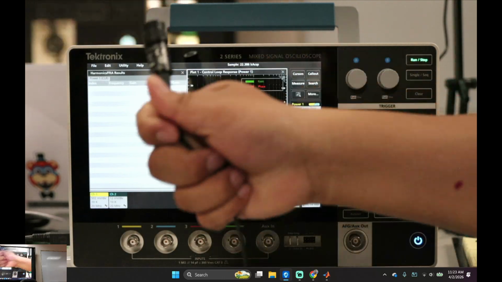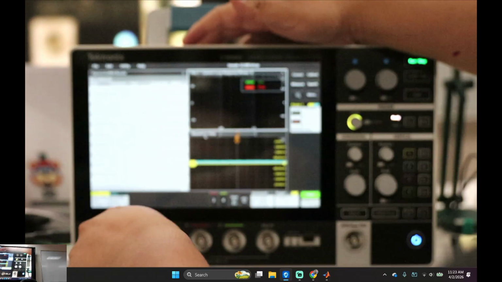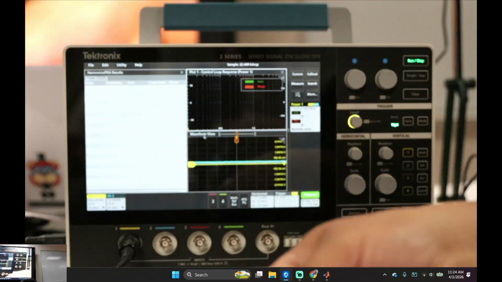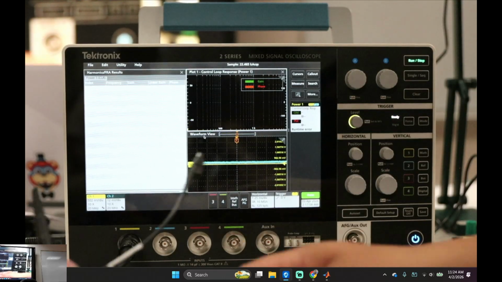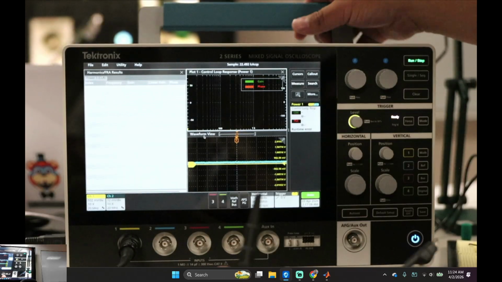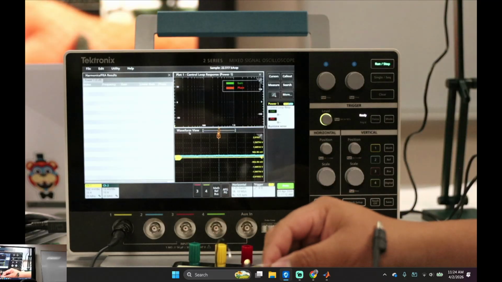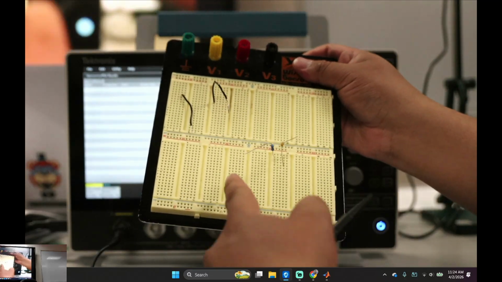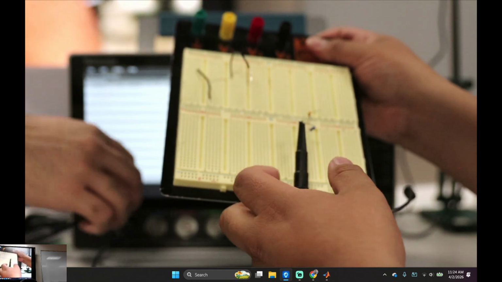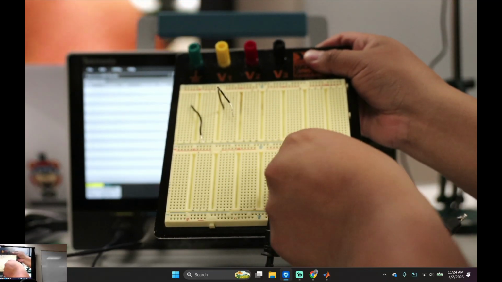So this is my function generator. And I have a dot here, just the color markers. Here's my probe 1, my input probe, and I'm going to input it right here. This is my circuit right here. This is my input. Everyone seeing what I'm doing? And this right here is my ground.